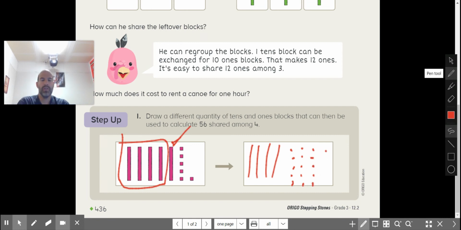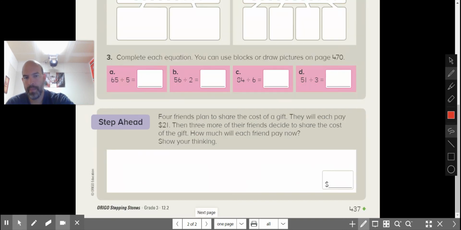1, 2, 3, 4, 5, and 1 left over. So now we just represented the number 56 with a different set of base 10 blocks. We initially had 5 base 10 blocks, and we had 6 one blocks, right? And now we have 4 ten blocks, and we have how many? 16 one blocks. All right.